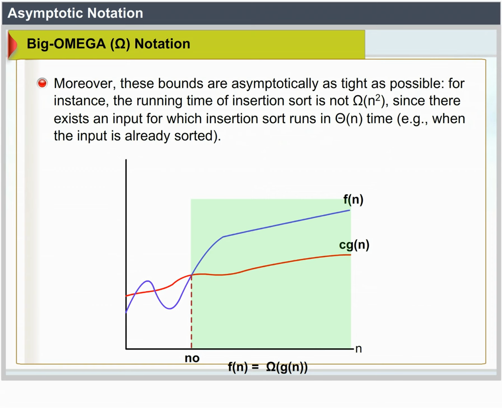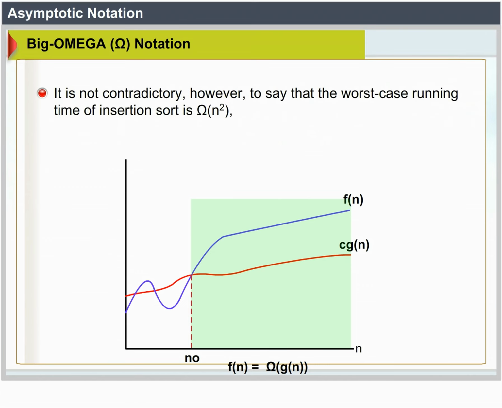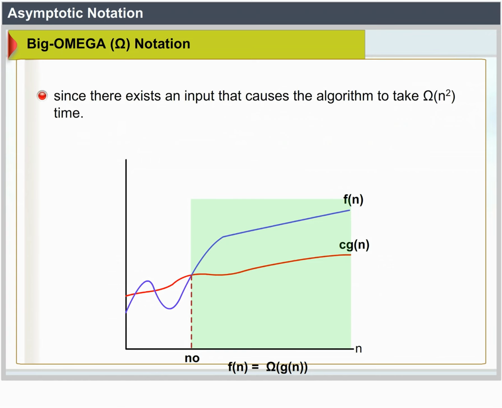For instance, the running time of insertion sort is not big omega of n square, since there exists an input for which insertion sort runs in big theta of n time. For example, when the input is already sorted. It is not contradictory, however, to say that the worst case running time of insertion sort is big omega of n square, since there exists an input that causes the algorithm to take big omega of n square time.